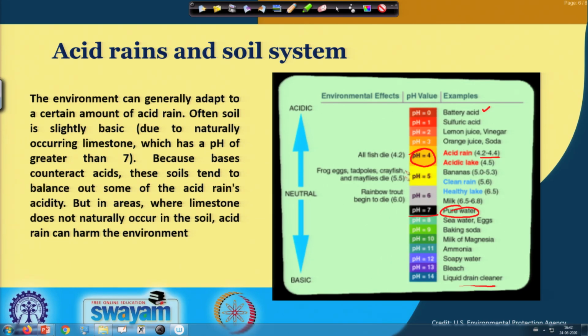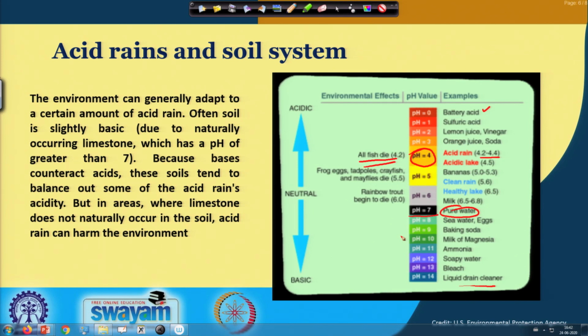So, this acid rain is highly acidic, and as a result of this very low pH, all fish present in the aquatic body basically die. So, this gives an idea about the pH of the acid rain.